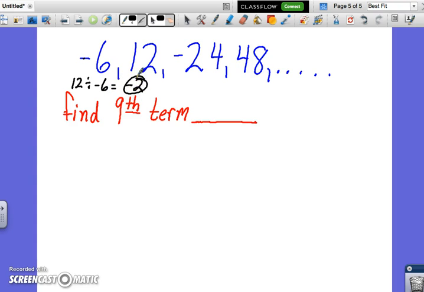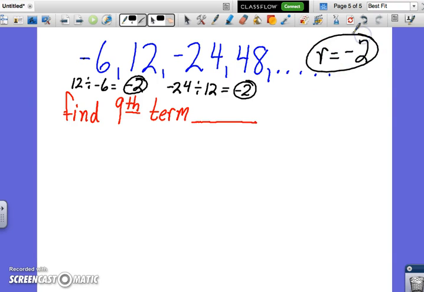Now let's try it again. Let's take the next term, negative 24, divide by the second term, which is 12. What do I get? Negative 2. Okay, so the common ratio then is negative 2. So this is definitely geometric.